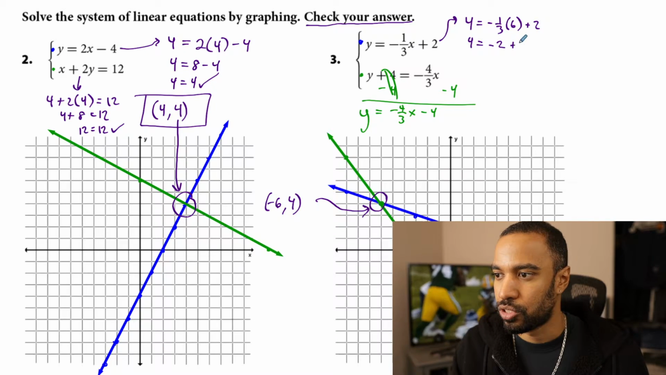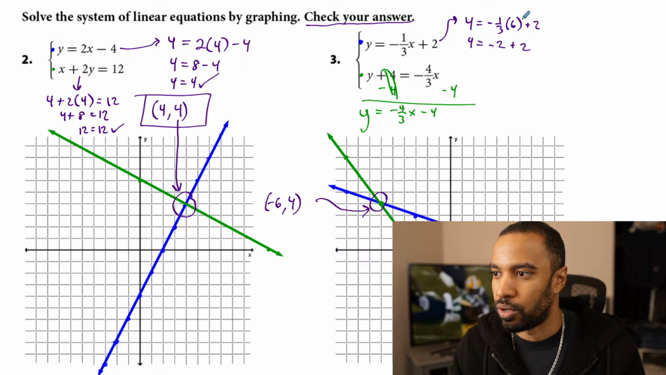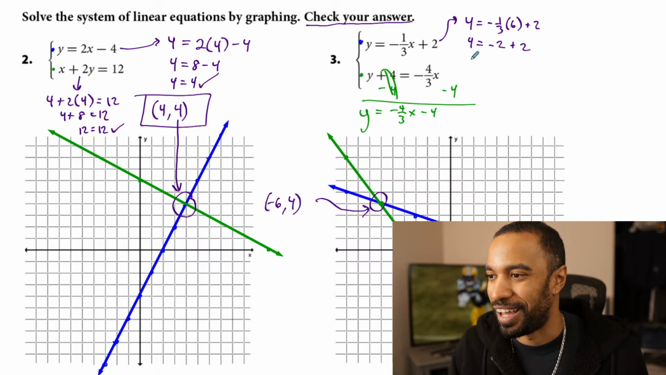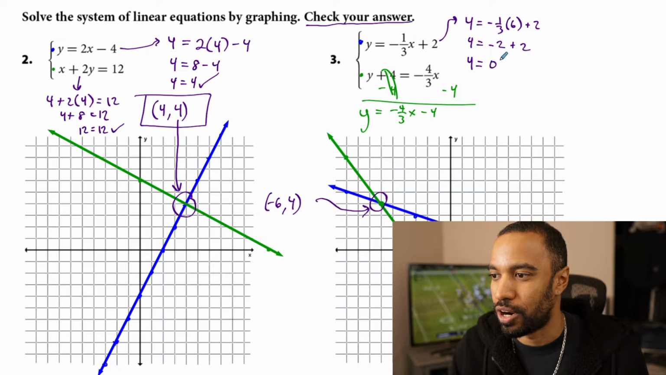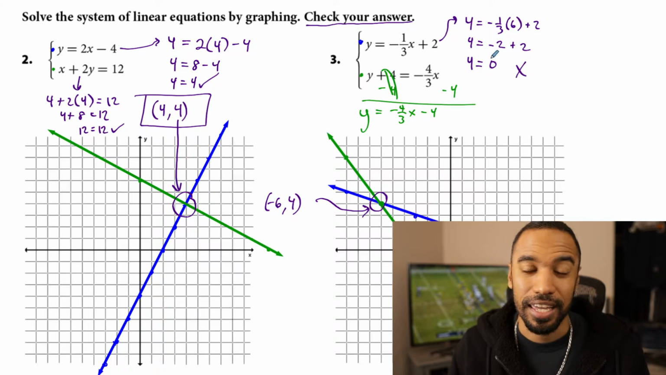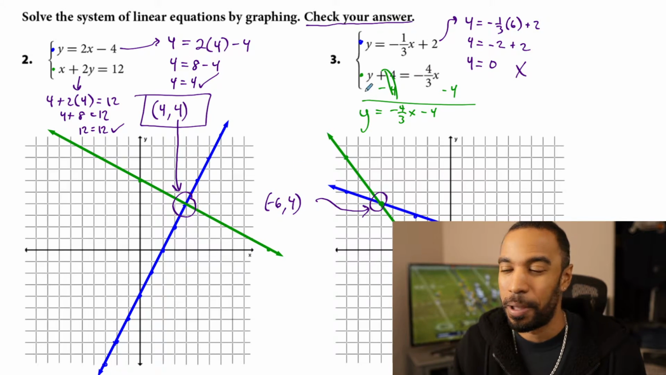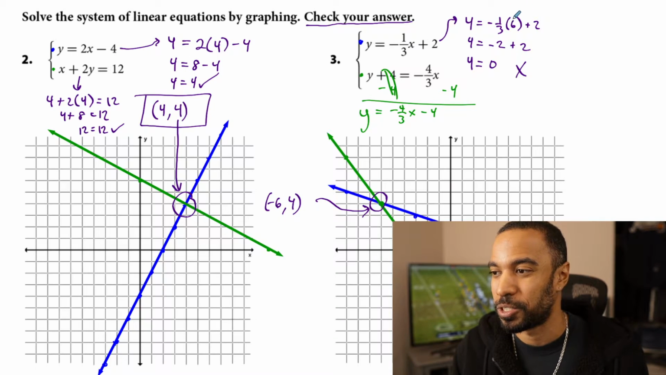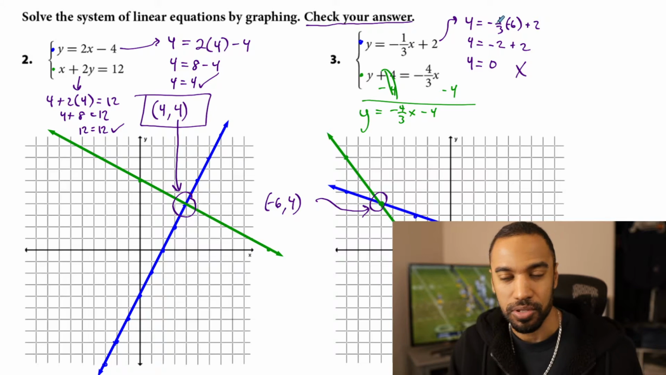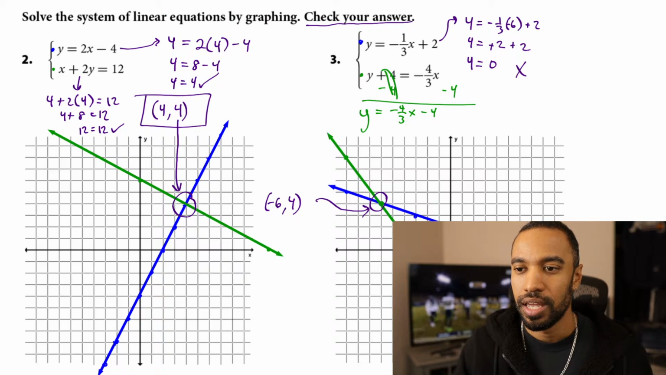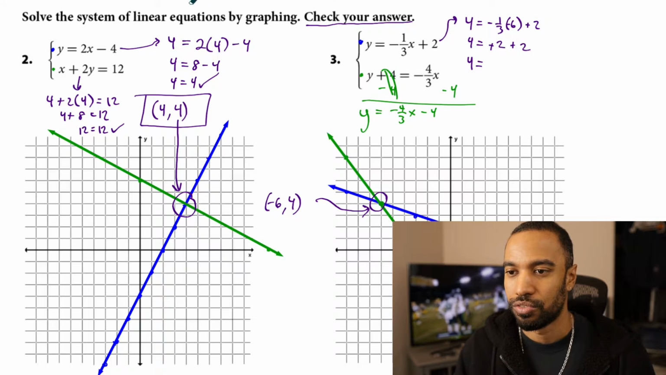Negative 2 plus 2 does not seem to equal... You know what? It doesn't seem to equal, that's 4 equals 0. Did I do something wrong? Yeah, I did something wrong. My answer's not wrong. Problem is I didn't substitute negative 6. So there we go. That was not intentional. Negative 6 times negative 1/3 is a positive 2. Now 2 plus 2 is 4.